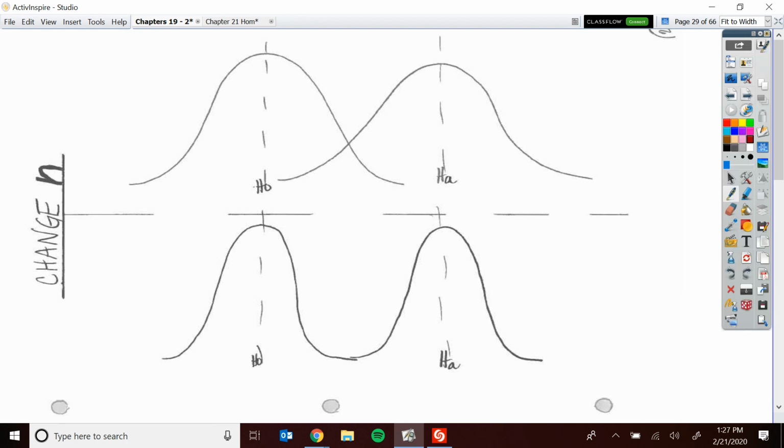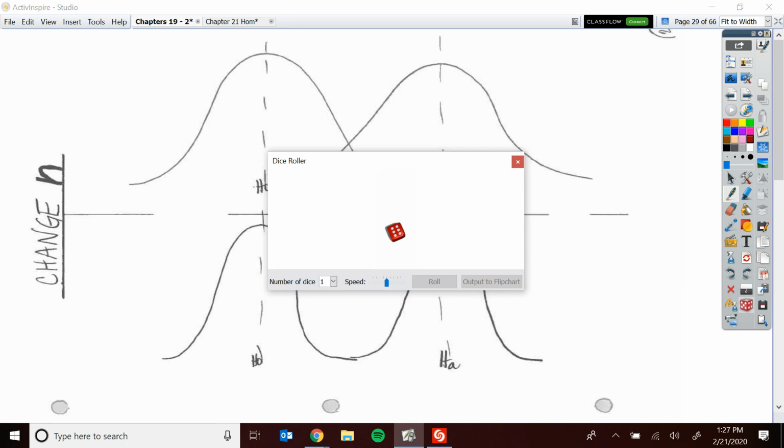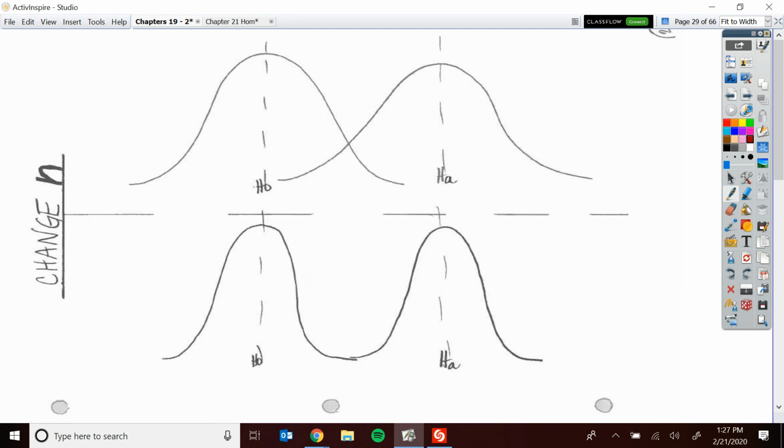So let's see. It is the odds again. Okay, odds. What happened from the top picture to the bottom picture, and how do you know?